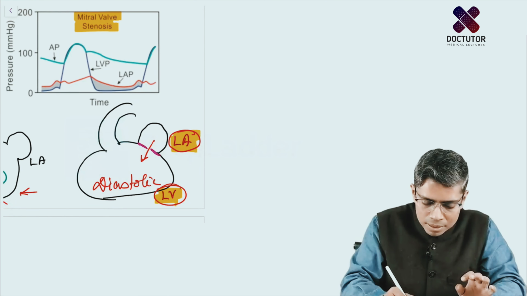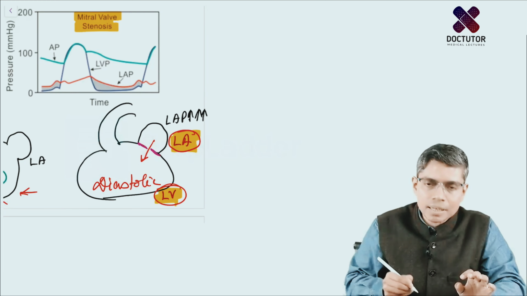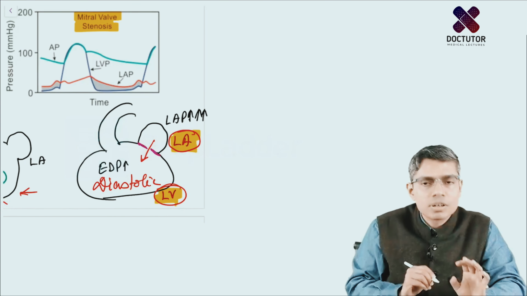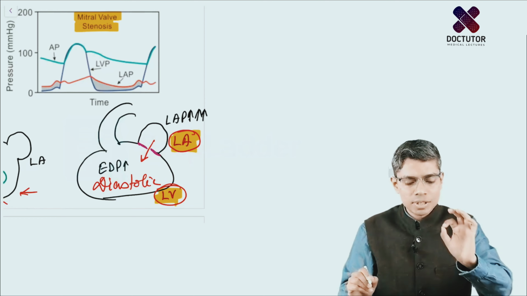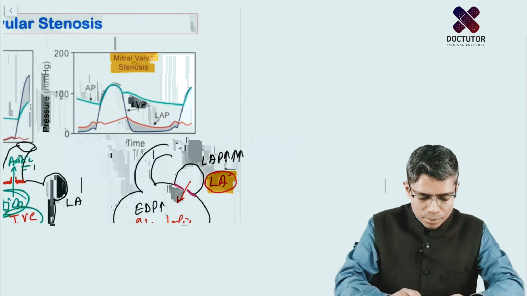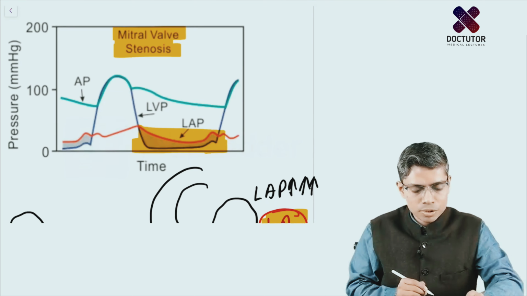So what will happen? The left atrium pressure will rise to a very, very high level, but the end diastolic pressure of the ventricle will not rise that much. So there will be a gap between the atrium pressure and ventricular pressure curve. If you find out here, this is the diastolic portion of the curve.